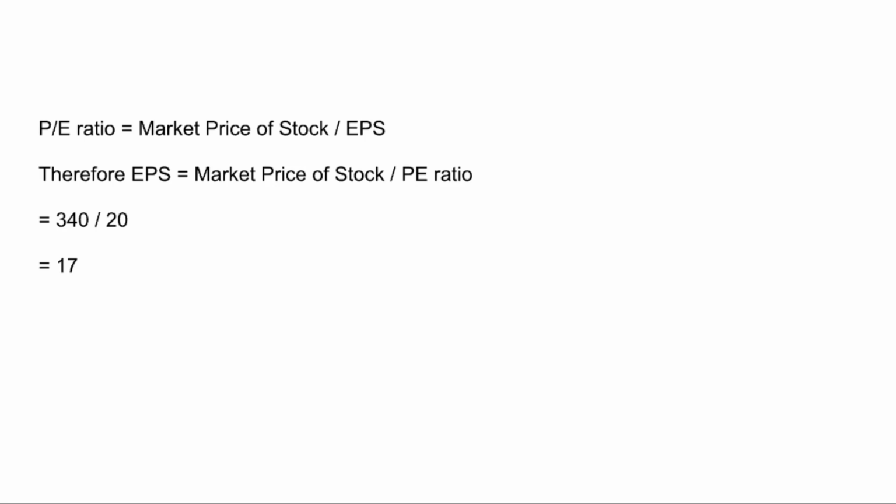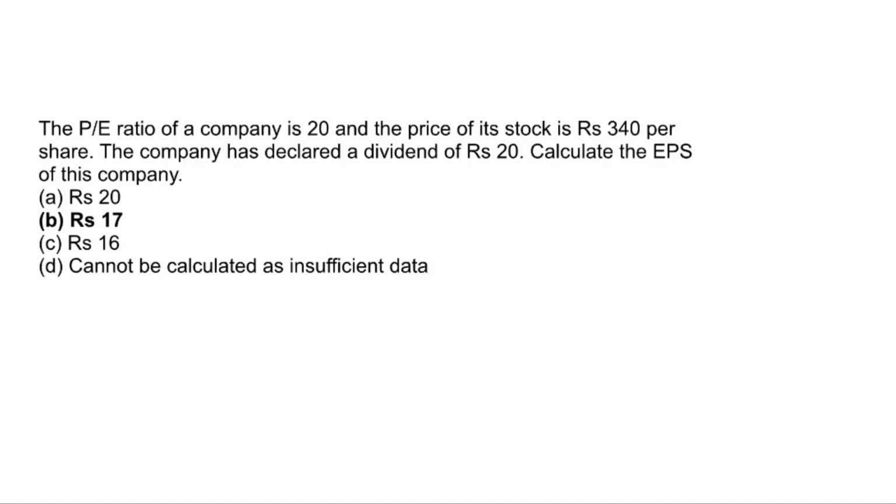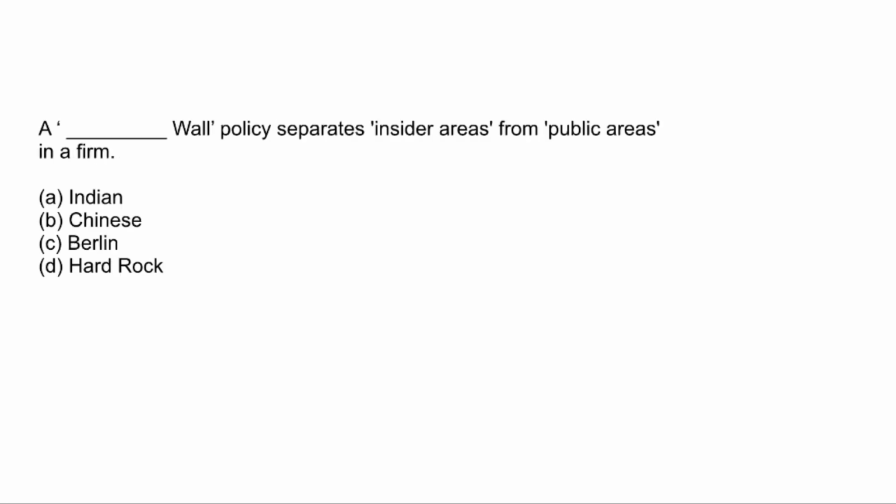PE ratio, as you guys already know, is market price of the stock divided by EPS. So if you take the EPS to the other side of the equation, you will get EPS equal to market price of the stock divided by PE ratio. Market price of the stock is given in the question, that is 340, divided by PE ratio, that is 20, will give you the answer, that is 17. So the correct answer is rupees 17 is the EPS of the company. Going to the next question.